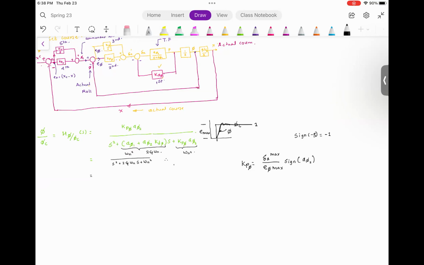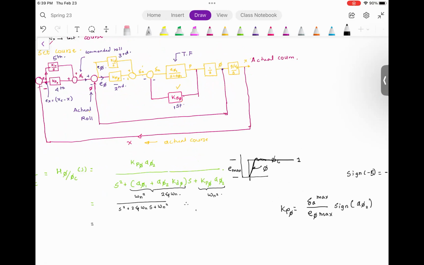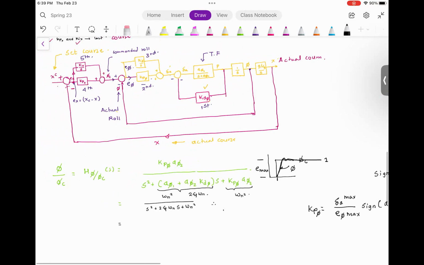So what you want to do is design the value of Kp in such a way that the natural frequency is appropriate. So the aircraft gets the roll instability, and then gradually, slowly, it goes back to its required heading. Everyone understood this? Okay. Now the next part is we want to go a step further.